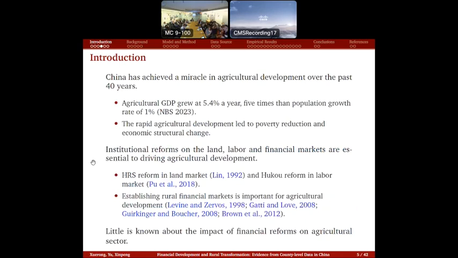It is known that institutional reforms on land, labor, and financial markets are also essential to driving agricultural development. Several researchers have studied the HRS reform and also fiscal reform, conducted by Lin and Fu in previous years. Recent literature has also discussed that establishing rural financial markets is important for agricultural development. However, little is known about the mechanism and the real impacts.